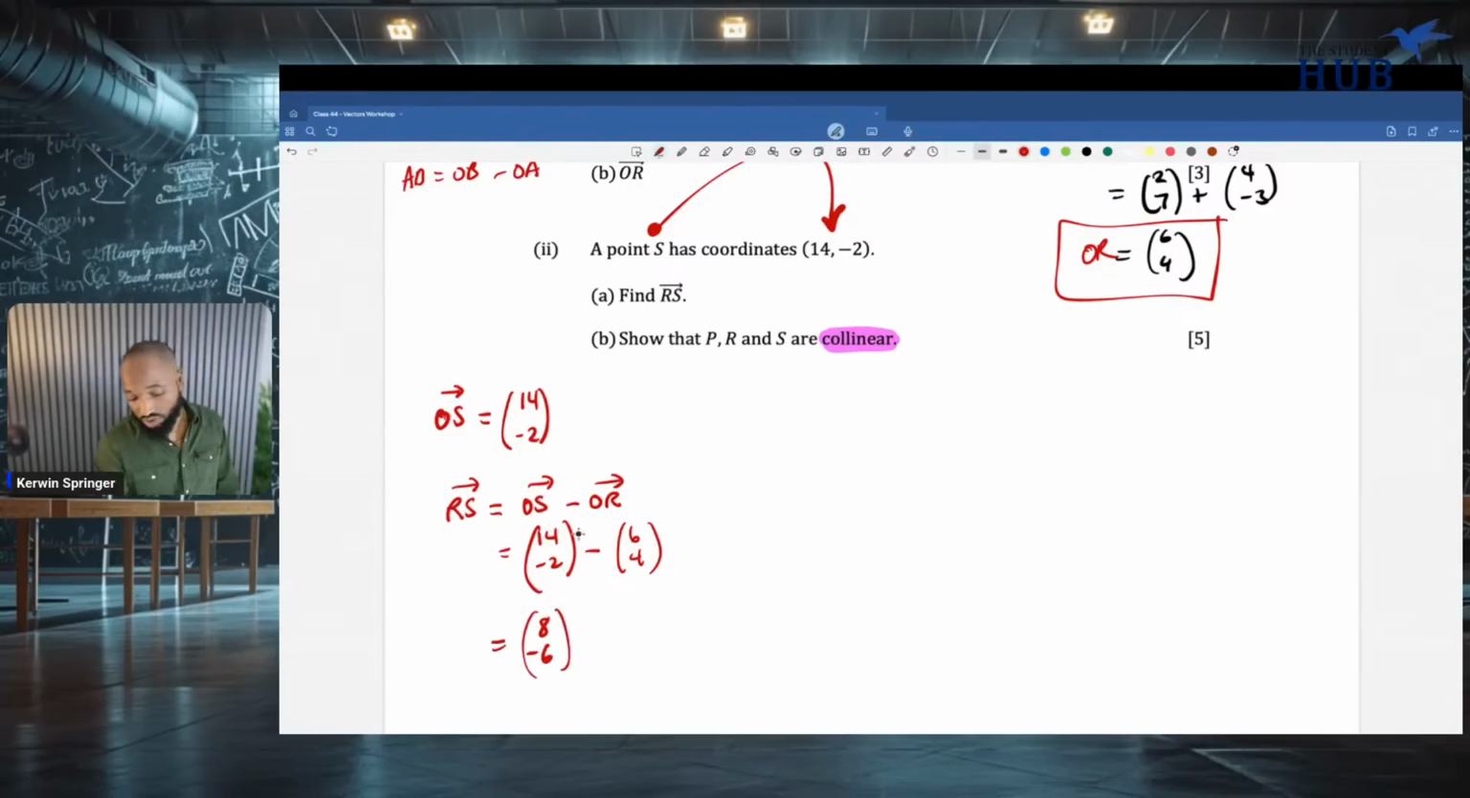Now, if you're struggling to understand directed numbers, you'd also have problems with this, which means you have to go back and refresh directed numbers, meaning how to add and subtract negative numbers. Understood?